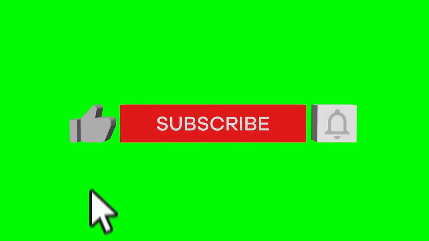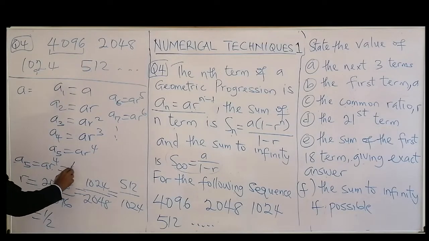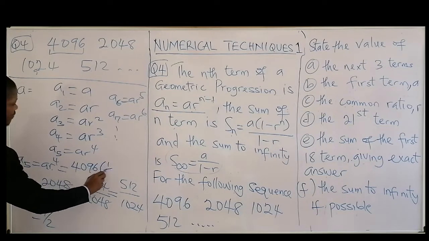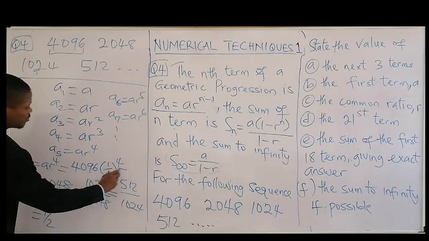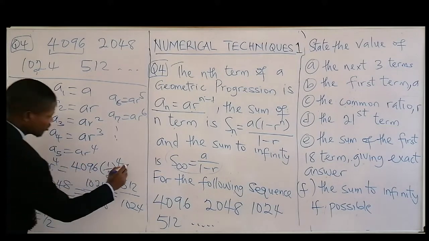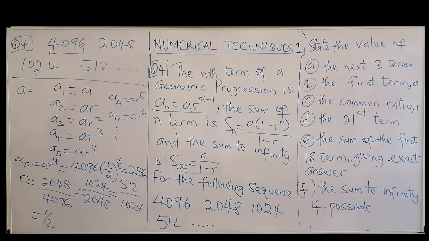So that will be what? a is the first written number. That will be 4096 times the common ratio, a half, to the power 4. So do that with the calculator. That's 256 for the fifth term.